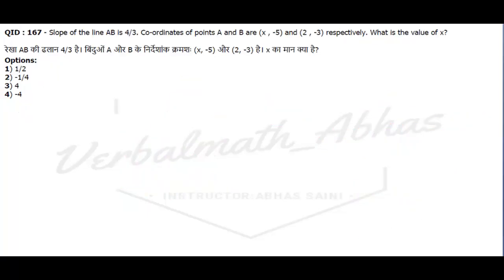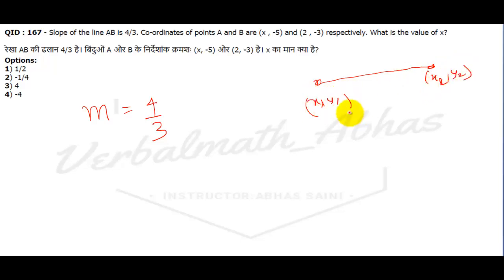Okay. Now the next question is also from coordinate geometry. The slope of the line AB is 4/3. Slope, or you can say m, is given to you as 4/3. I have told you during the coordinate classes that if two points are given, if this is x1 y1 and this is x2 y2, you can directly calculate the slope, or m, as y2 minus y1 upon x2 minus x1.